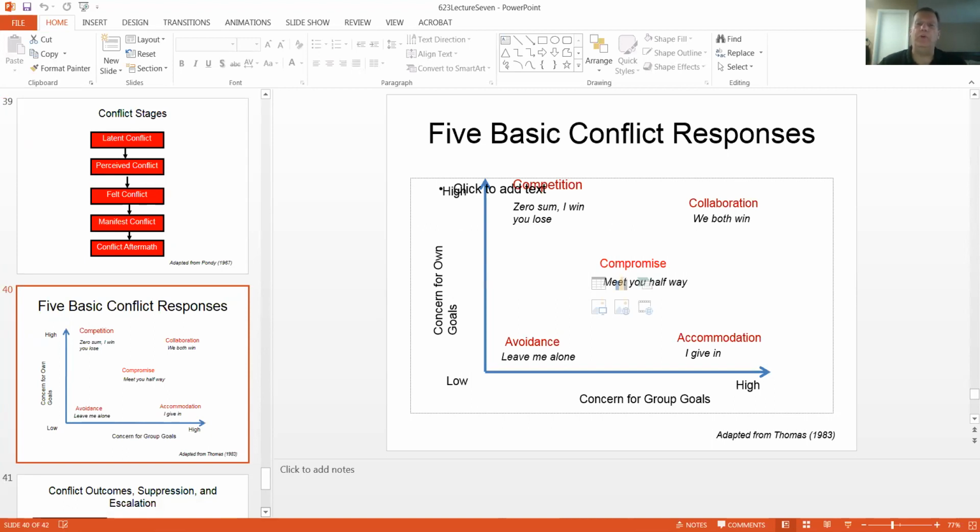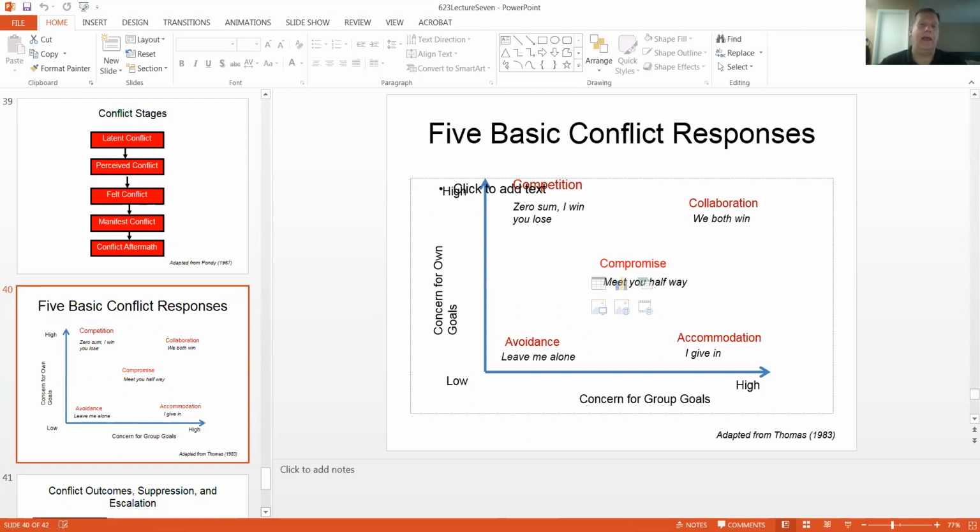Concern for your own goals, you score high there, but low on concern for group goals, competition. This is your zero-sum game. I'm going to try and win. You're going to end up losing. Compromise, if you score in the middle range on both of those indicators, meet you halfway. If you score high on group goals, but very low on concern for your own goals, accommodation, you will give in just to get the conflict remedied.